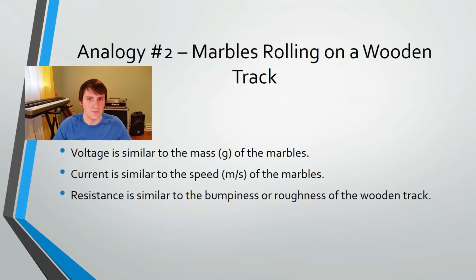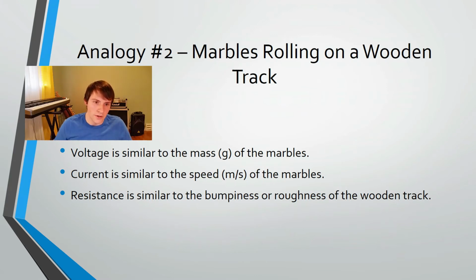The second analogy you can think of is marbles rolling on a wooden track. You have several marbles lined up on a wooden rail or a wooden track. You can think of the voltage as being similar to the mass of the marbles. In other words, if you had small marbles that don't weigh very much, the voltage would be low. And if you had large marbles, you could think of the additional mass as a higher voltage. The current is similar to the speed. You might think of that in meters per second of the marbles rolling along the track.